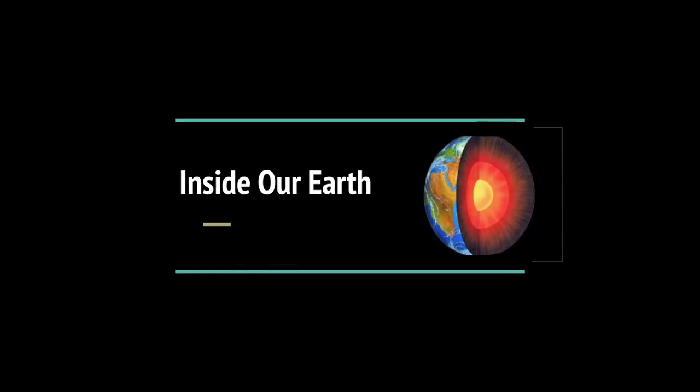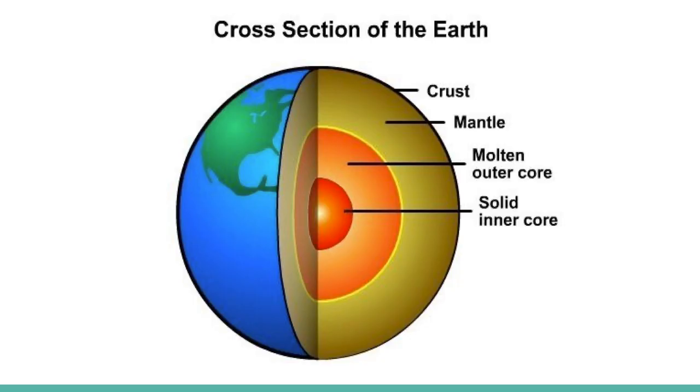In this session, we are discussing the inside of our Earth. The Earth is our homeland and it is a dynamic planet. Earth is undergoing changes constantly, inside as well as outside. Now let's discuss the interior of the Earth. The interior of the Earth, we can call it a cross section of the Earth.